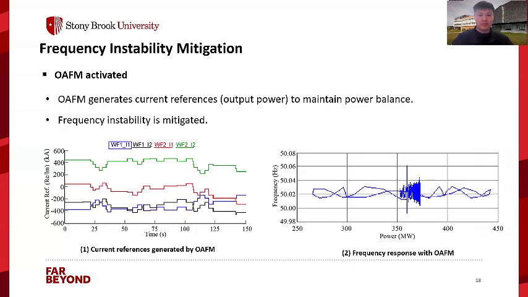When OEFM is activated, the system's responses are given in the 2 figures. It can be seen that, first, the system's frequency is in the allowed range after the fault is cleared, and the system doesn't lose stability. From the change of frequency and wind farm current references, we know that OEFM works to adjust the HVDC inverter and wind farm's output power to maintain stability. All the testing results validate the effectiveness of OEFM.